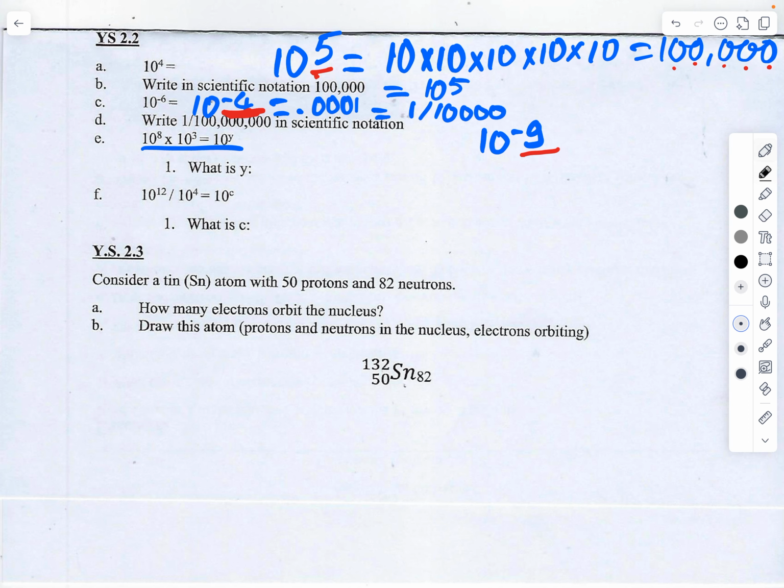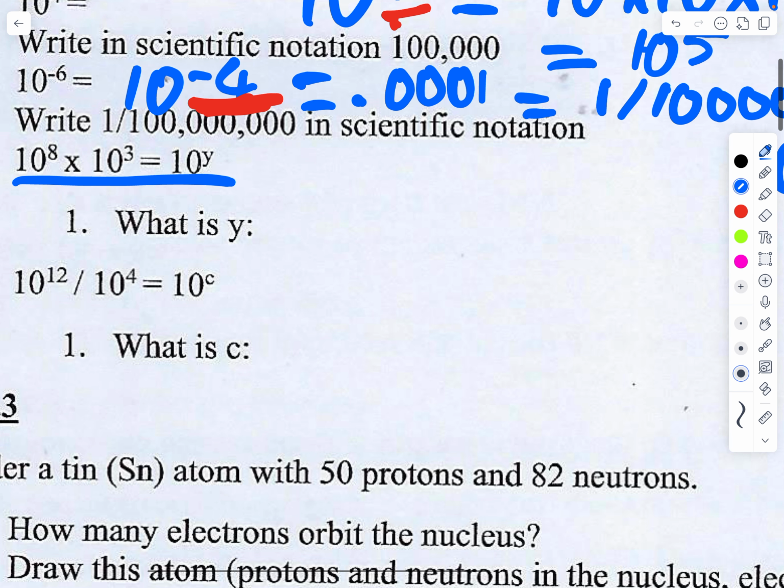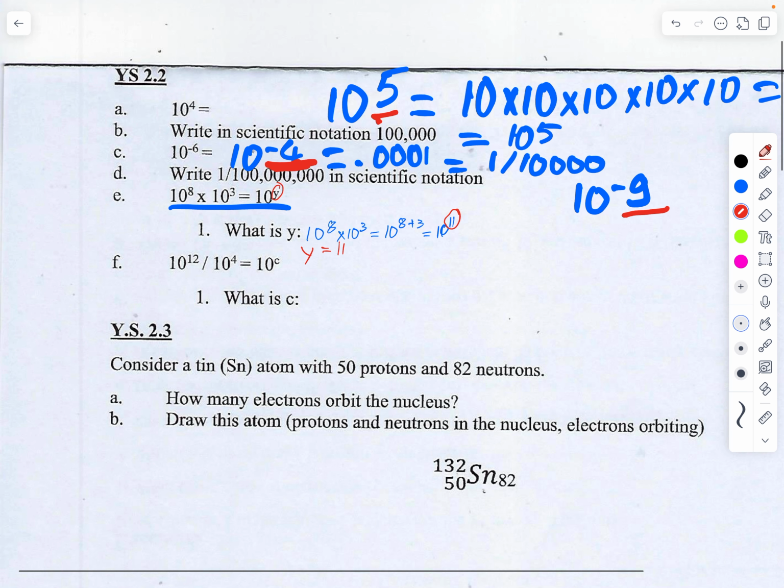I'll make it a little more organized right here. So 10 to the 8th, times 10 to the 3rd equals 10 to the 8 plus 3, 10 to the 11th. And since the 11th is at the y position right here, we're looking for the exponent, so y equals 11. You see, that's how you do it. Oh shoot, I'm supposed to do it with a different number, but I'll just help you with that.